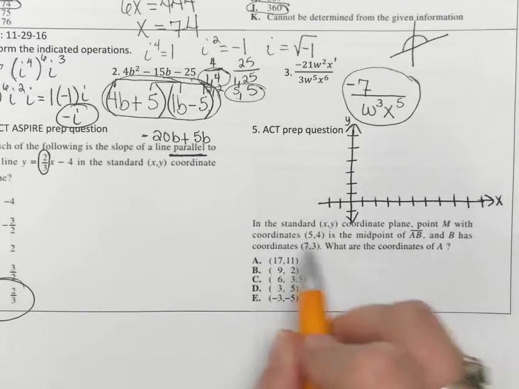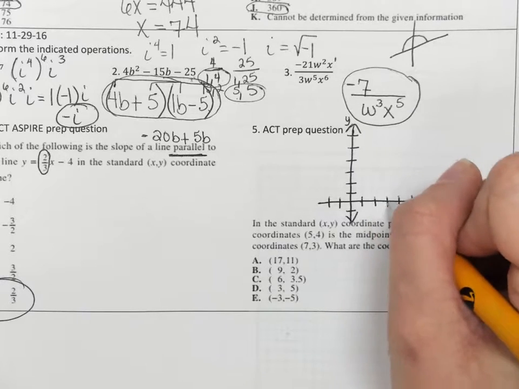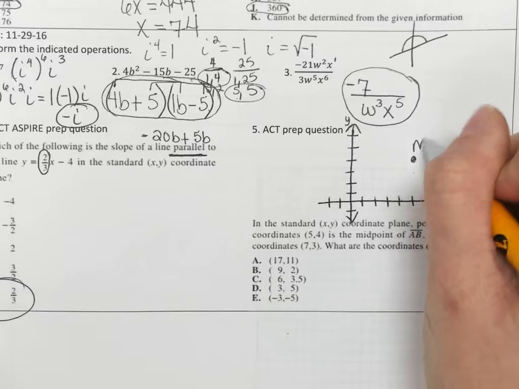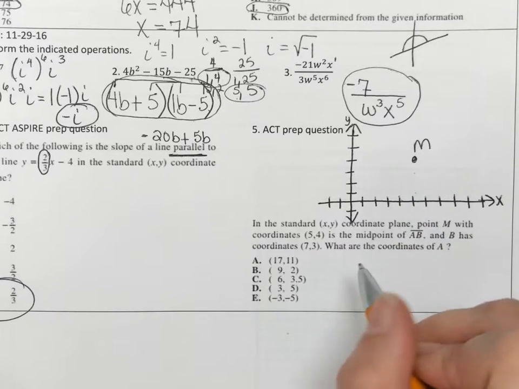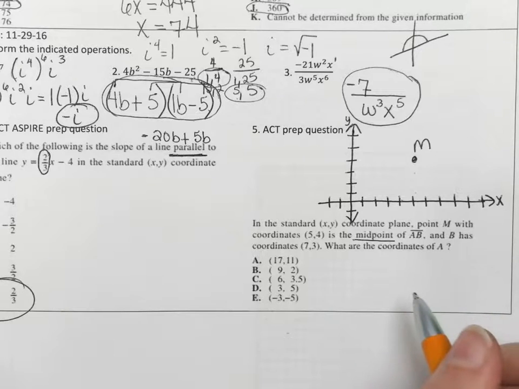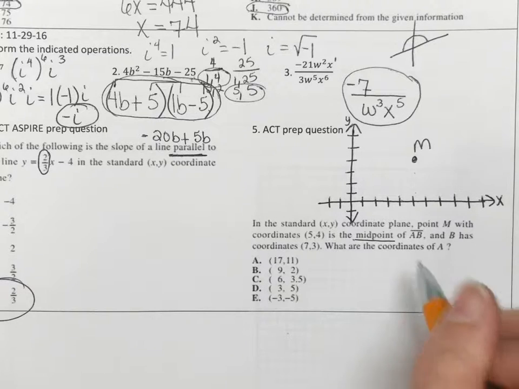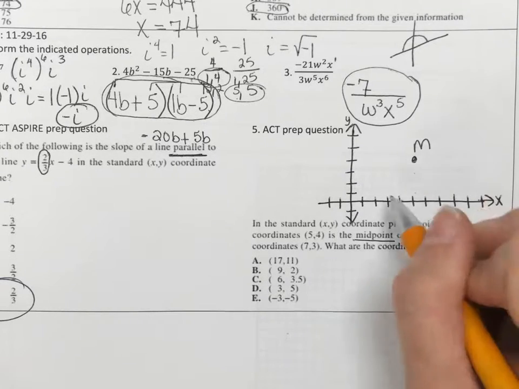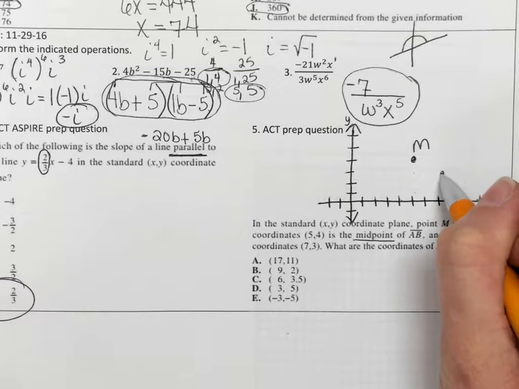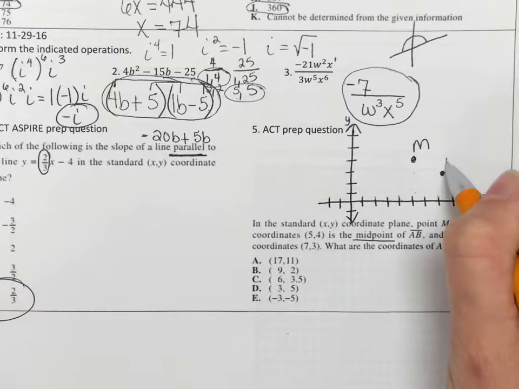All right, what's it say? Let's see. We got point M is 5, 4. So 1, 2, 3, 4, 5. 1, 2, 3, 4. That's M right there. And then it says the midpoint. So guys, what's midpoint mean? It means the middle. That means both pieces are going to be the same, right? And so that is at 7, 3. 1, 2, 3. And that's what we call that, B.